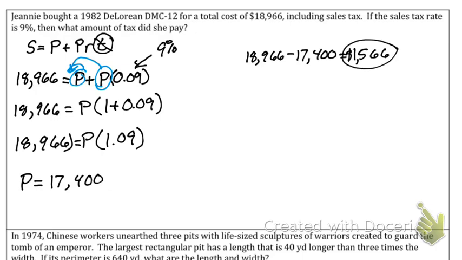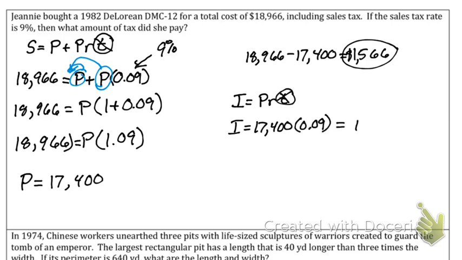Just for the sake of this being a math class, there is another way to get that total, and that is using the interest portion of it, where your interest would equal P times R. In this case, our interest is our tax. So P times R, remember, we're not dealing with time because we don't have a time frame on this one. So our principal was 17,400 times our rate, which was 0.09. If you would do that, you'd actually come up with 1,566 as well. More often than not, you're just going to use this one. It's just quicker. It just makes a little more sense.